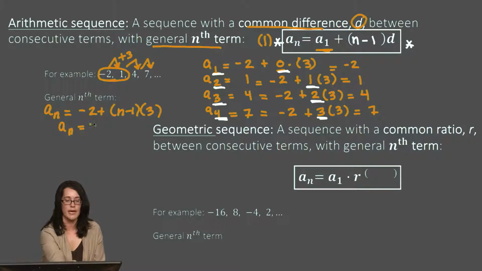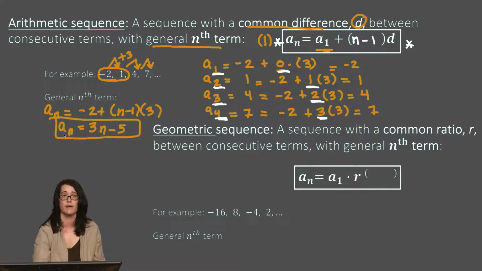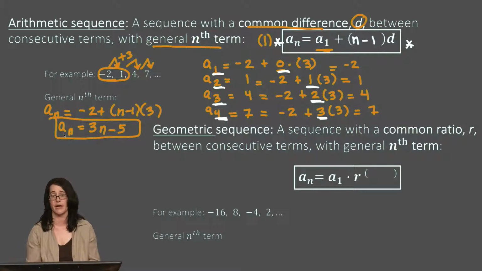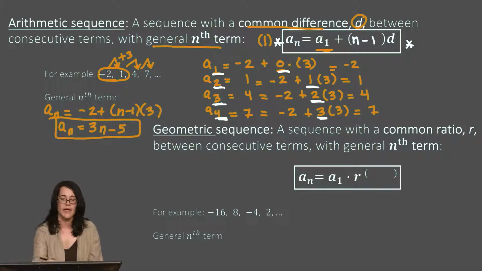That's right, you would get 3n minus 3 minus 2. Well, that's 3n minus 5. So watch your arithmetic. A lot of students make arithmetic errors when they're going too fast, or they're not thinking, or they're tired. So for example here, if you wanted to check that this formula is truly your general nth term, you could plug in any of these term numbers.